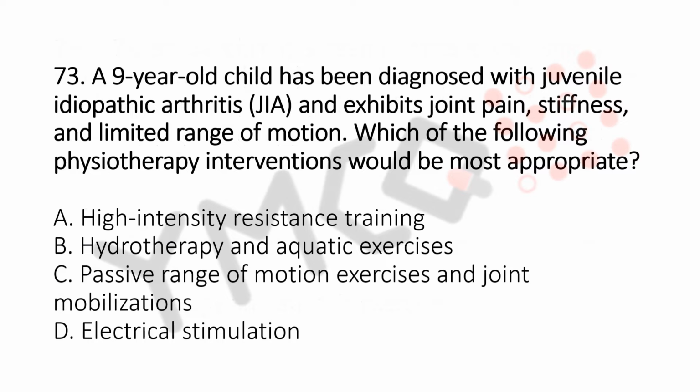Now let's move to question number 73. A 9-year-old has been diagnosed with juvenile idiopathic arthritis and exhibits joint pain, stiffness and limited range of motion. Which of the following physiotherapy interventions would be the most appropriate? Option A. High intensity resistance training. Option B. Hydrotherapy and aquatic exercises.